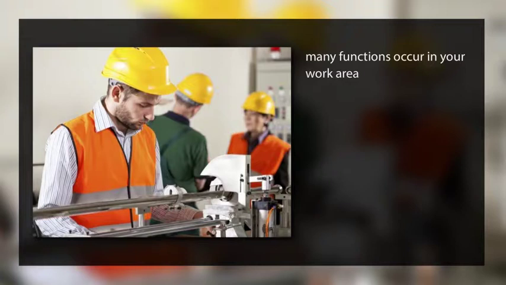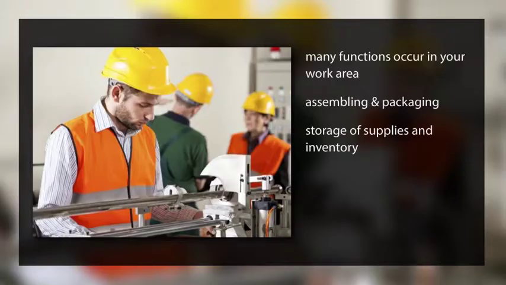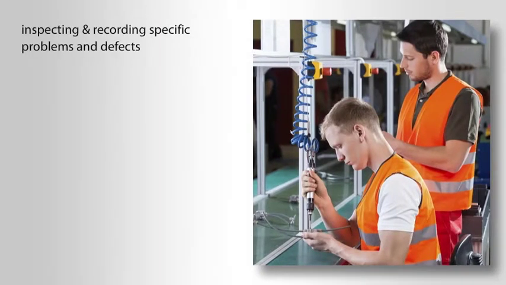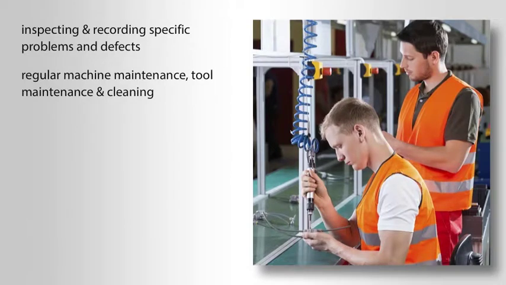The primary function of an area may be assembling and packaging, but it also may have many more functions in addition to the primary operation, including storage of supplies and inventory. Assembly workers may also need to find and carry materials and supplies to the assembly area. Inspecting and recording specific problems and defects is likely to be another function, as well as regular machine maintenance, tool maintenance, and cleaning. After completing the area functions list, your second activity in the scan is to create an area map and arrow diagram.